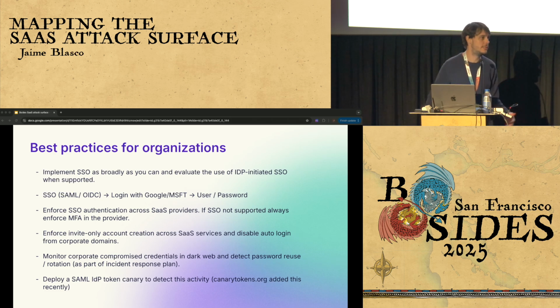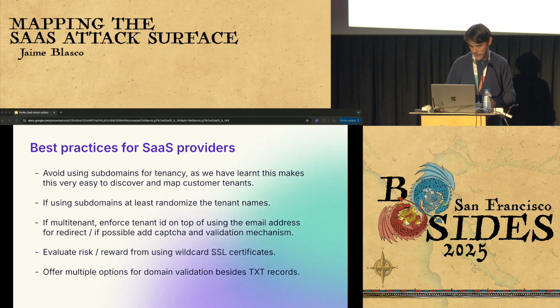And do this as part of your incident response plan, where you have a plan for what happens when someone compromises one of our SaaS tenants or someone is trying to target one of those tenants. And this is something really cool that Canary Tokens added recently, where you can have a SAML IDP token as a canary. So basically, you can use that SAML token. So if anyone tries to log into your fake application, it will trigger the canary. So you can know that someone is trying to exploit some of these things.